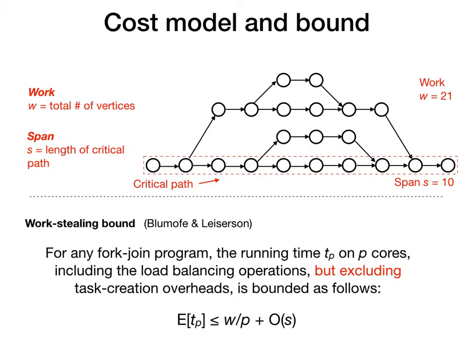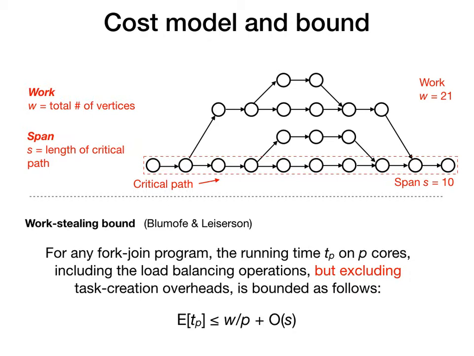Now I'm going to get into the main theoretical result of our work. To start, let's review the work span cost model, which consists of 2 metrics. The work represents the total amount of computational steps performed by the program, and the span, the length of the critical path in the computation graph. Using this cost model, Blumofe and Leiserson proved a classic result for the work stealing load balancing algorithm. The bound states that the running time of a fork join program using work stealing is bounded by the work divided by the number of cores plus the span.